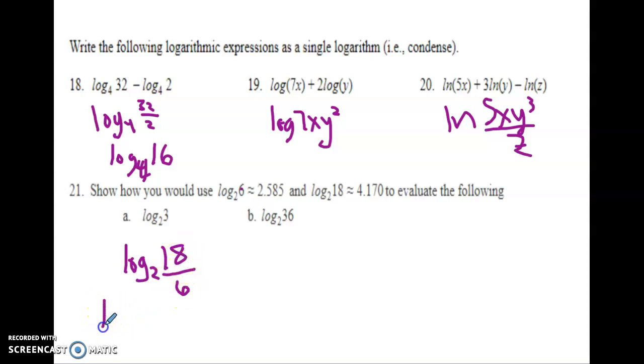And then I have to break that apart into log base 2 of 18. And since those numbers are being divided, I then subtract the log base 2 of 6. Then I grab a calculator and I see what log base 2 of 18 is, 4.170, and log base 2 of 6 is 2.585. And when you grab a calculator and subtract those values, you get 1.585.